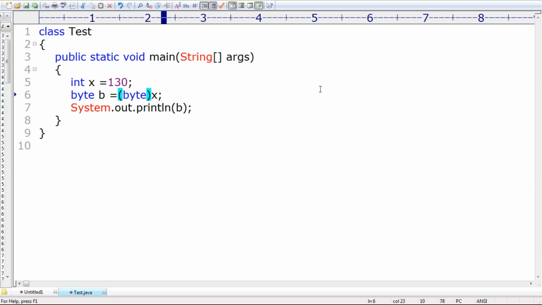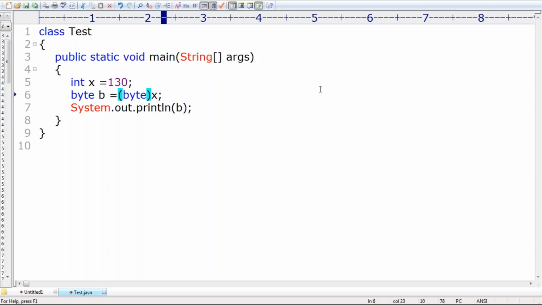Any explanation is required? Are you getting that? Who is the responsible to do explicit typecasting? Programmer, developer, user, any word you can use. Programmer is the responsible. When is explicit typecasting required?